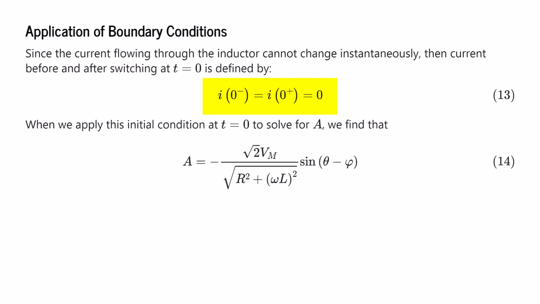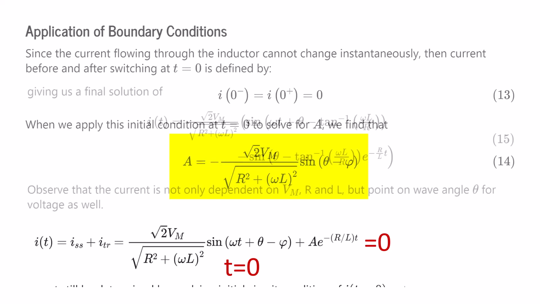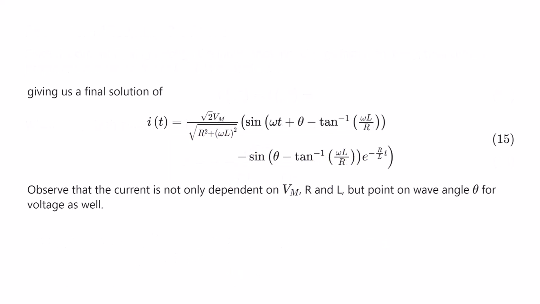So we have this condition that the current right before the fault has to be equal to the current right after the fault. In this case, both are equal to 0 because we were just looking at a no-load condition. To find A, we take our total current solution and set t equal to 0 and apply the known current at time equal to 0, which in this case is 0. We can then find the expression for A. Substituting for A, we get the final solution for current that we will be using in our Python simulation.